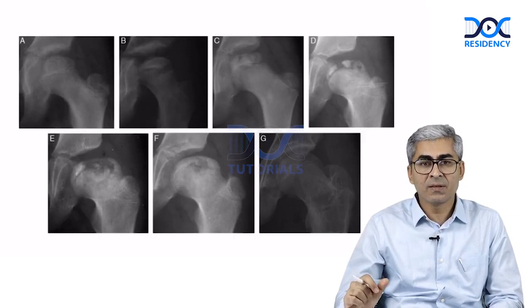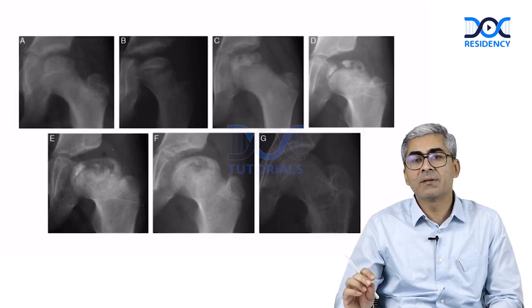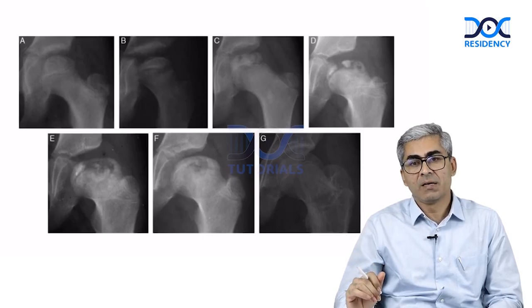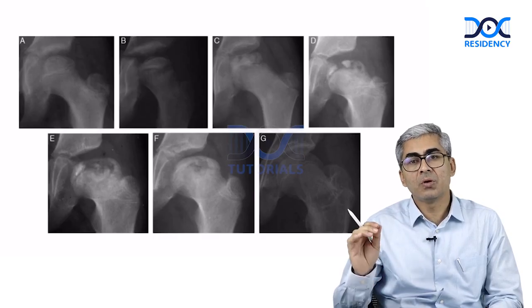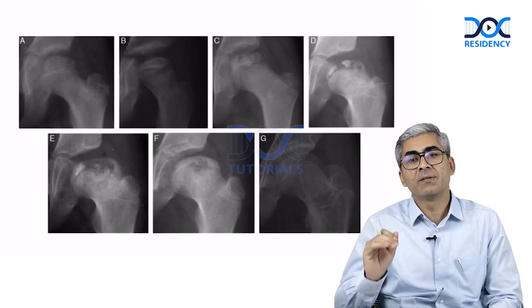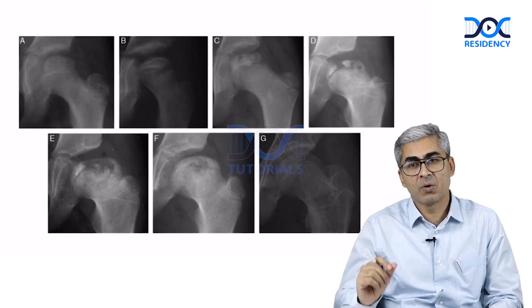So initially, if we see the X-rays, there is a slight rarefaction of the femoral head in figure A, and in B we can see that there is a slight collapse or flattening of the femoral head, and in C you see that there are two radiolucent lines which are dipping into the femoral head till the physis. Those are the fragmentation lines.